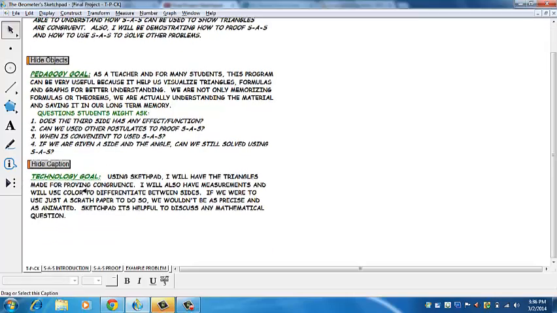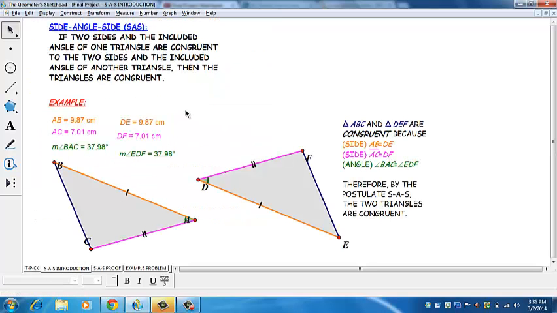And for the technology goal, using Sketchpad, I will have the triangles made for proving congruency. I would also have measurements, and I will also use color to differentiate between the sides. This would also help us visualize and understand the pictures better. Now, I have a mini introduction right here.